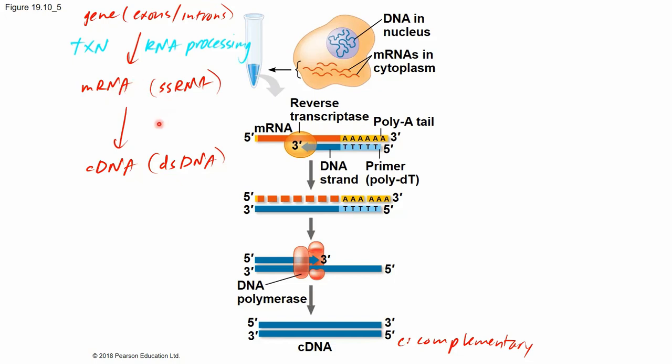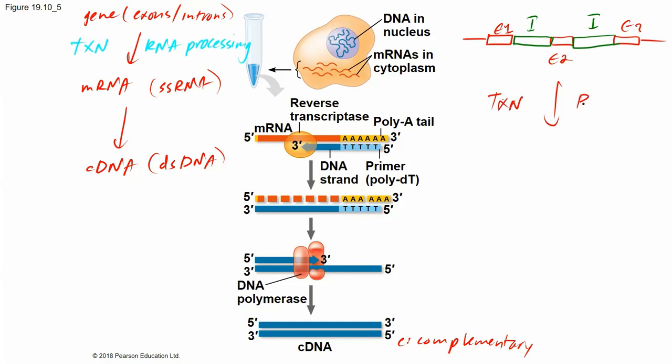Okay, so it's like converting a gene. Let's say that we have this gene, consisting of both introns and exons. So this is intron, this is intron, this is exon 1, exon 2, exon 3, then again transcription, RNA processing. We have what? We have mRNA.